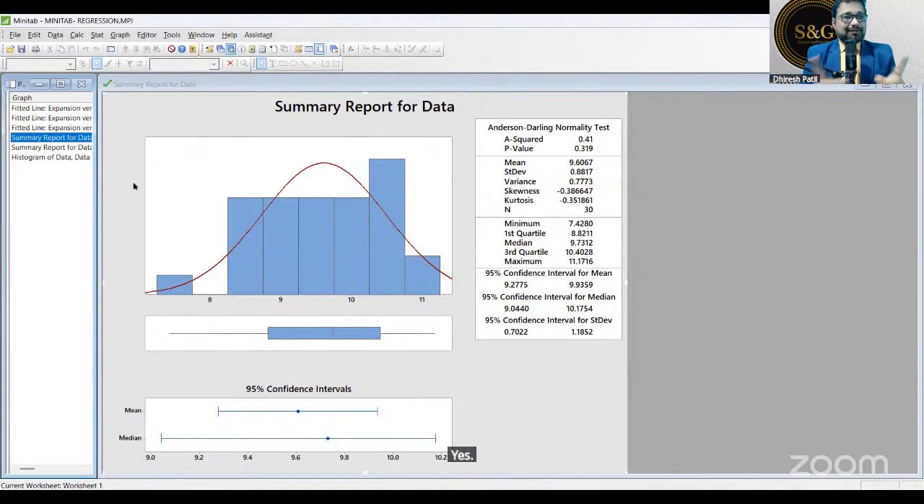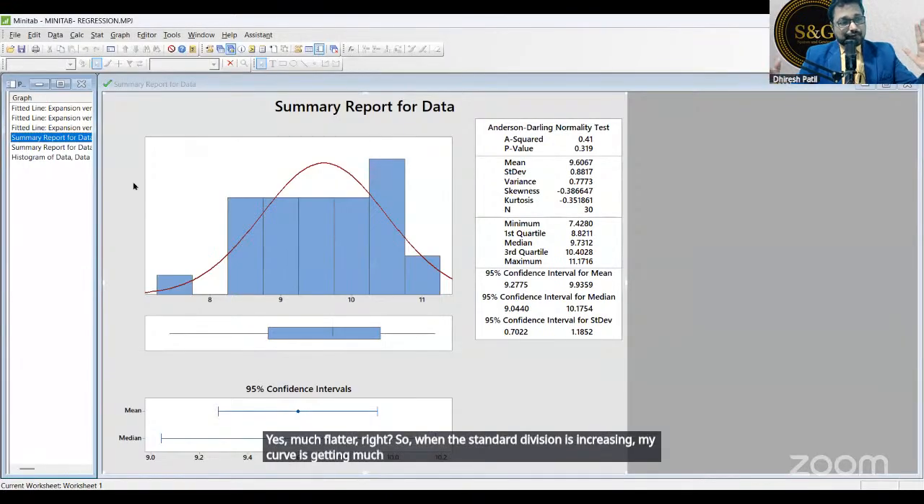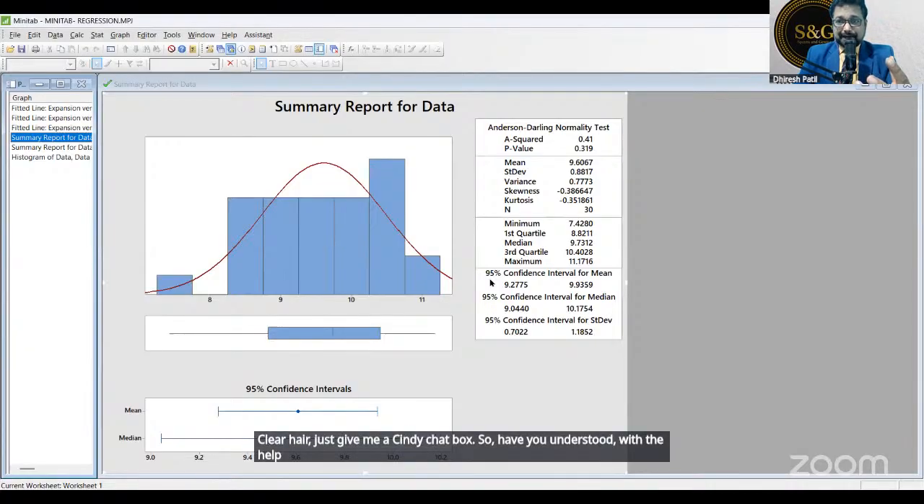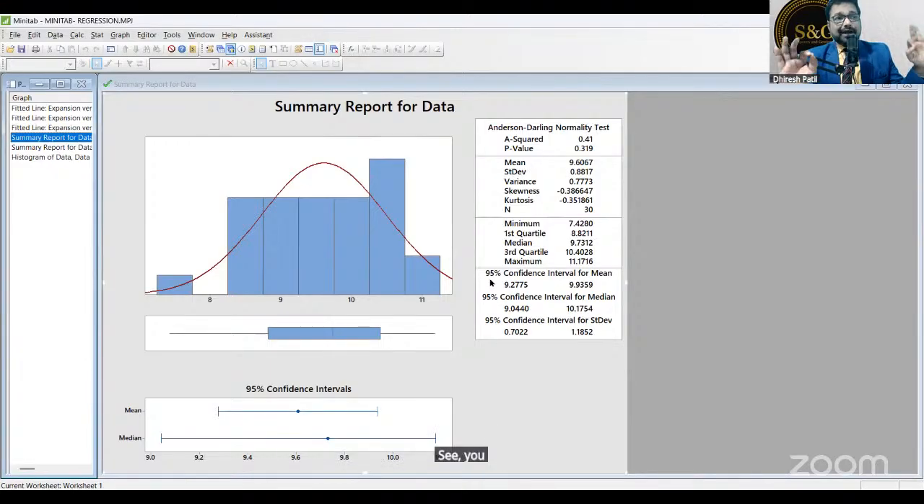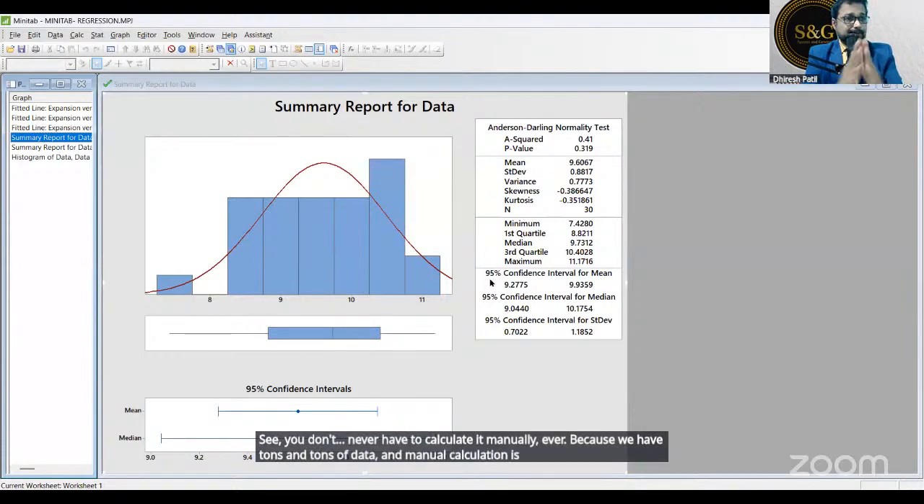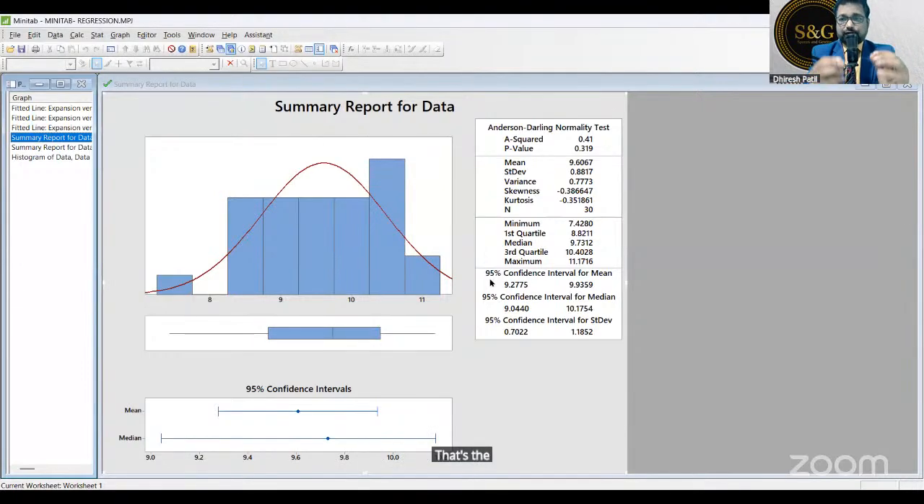Yes, much flatter, right? So when the standard deviation is increasing, my curve is getting much flatter. When the standard deviation is less, my data is much closer to each other. Clear? Just give me yes in the chat box. So have you understood with the help of Minitab also how you can calculate standard deviation? So see, you never have to calculate it manually, because we have tons and tons of data and manual calculation is not possible. That's the reason we have softwares like Minitab available.